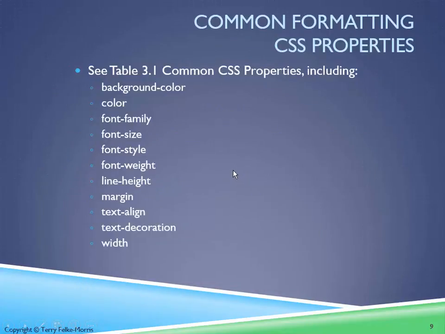Here are some of the common CSS properties. This is table 3.1 that's in your book on page 85. And the author does a great job of explaining what each one is. The way to learn is you make yourself a real simple HTML document. Put a few paragraphs in it. Put some H1 headers in it, H2 headers, whatever. Put some ordered lists and unordered lists in. Then just start playing. That's how you learn.